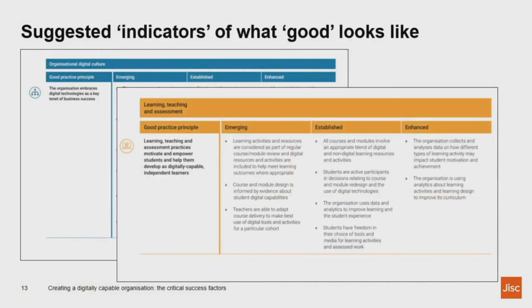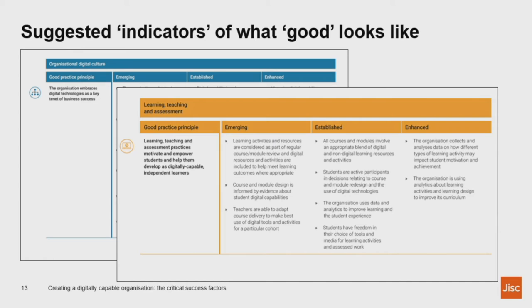So once we'd identified the good practice principles, we identified three levels in terms of maturity: emerging, established, and enhanced. And then sought to identify a whole series of examples or indicators of what good practice looked like at each of those different levels. And they were drawn from many different sources, including the UCISA digital capability surveys and also all of the case studies that we've been capturing around the organisations we've been working with.